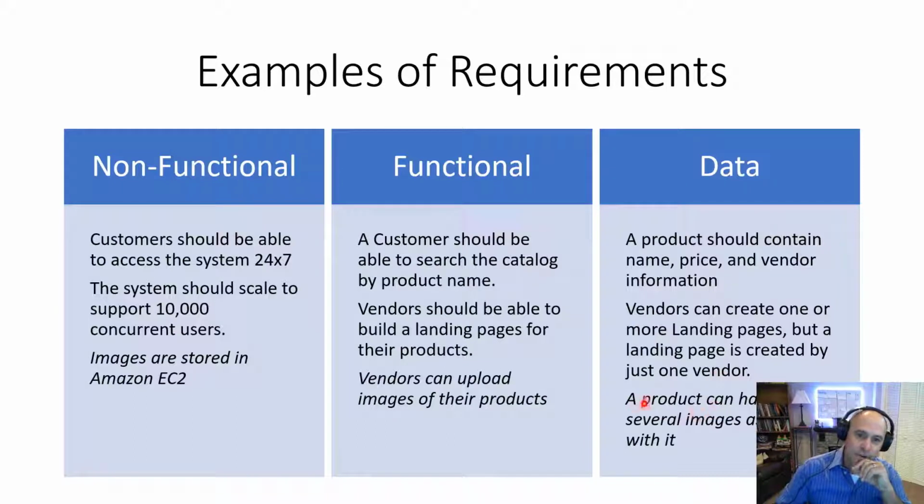Here's another data requirement. A product can have several images associated with it. So I can take an image of this like over here, or an image like this, or an image like this. I could take lots of different images of the same product, okay, on that one landing page.